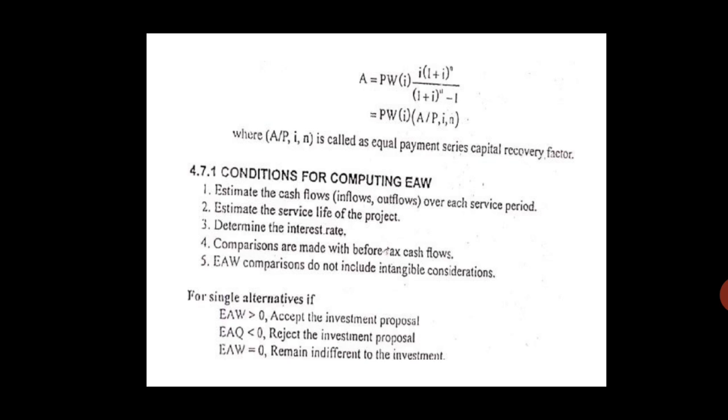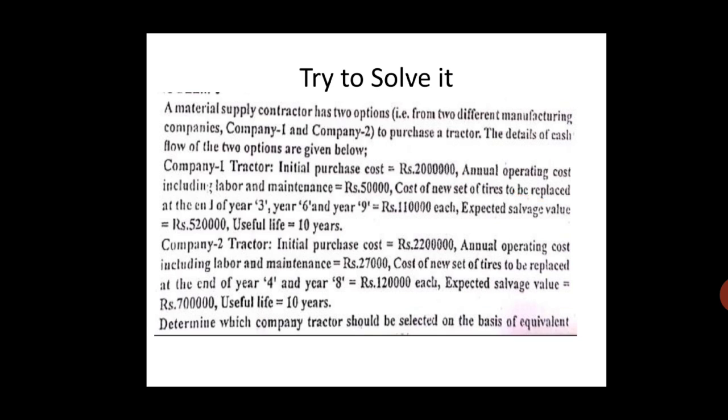For accepting the alternatives, if EAW is greater than 0, then accept the proposal. If EAW is less than 0, then reject the proposal, and if it is equal to 0, then remain indifferent to the investment. So you can see there is a numerical here.